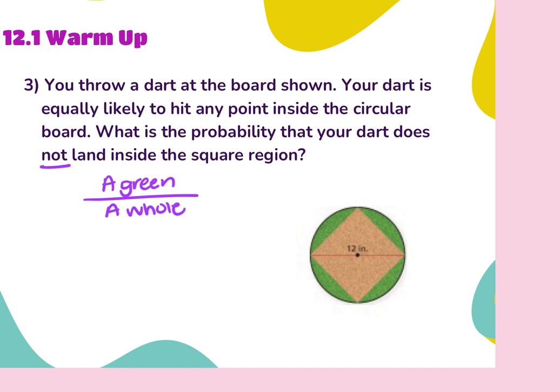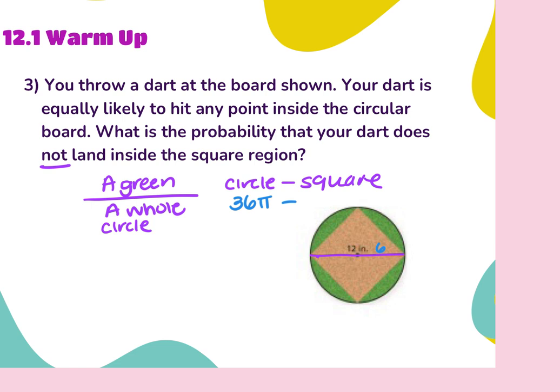So the green edge is going to be the circle minus the square inside, and obviously the whole is going to be the circle. So the circle, if the whole diameter is 12, then the radius would be 6. The circle there is going to be 6 squared times pi, or 36 pi.